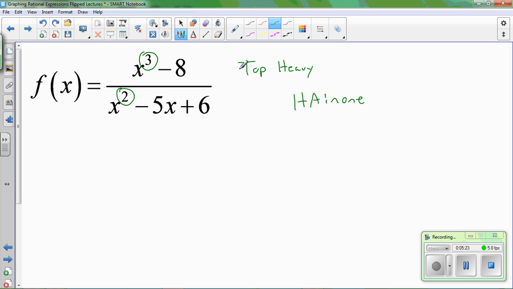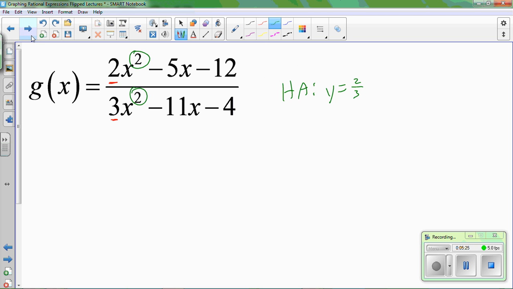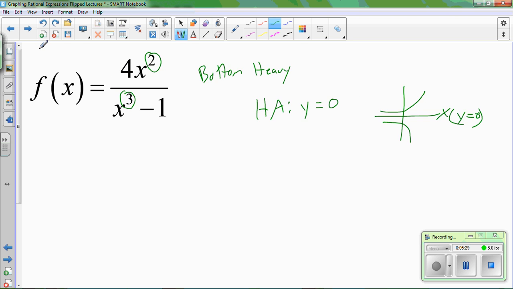If the top's heavy, no asymptote at all. If it's equal, it's simply y equals the fraction of your coefficients. If the bottom's larger, then it's y equals 0, the x-axis. And that's about it for horizontal asymptotes.